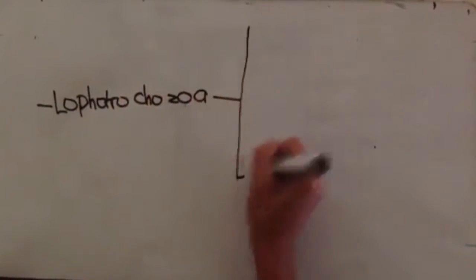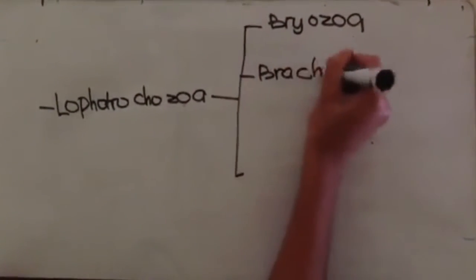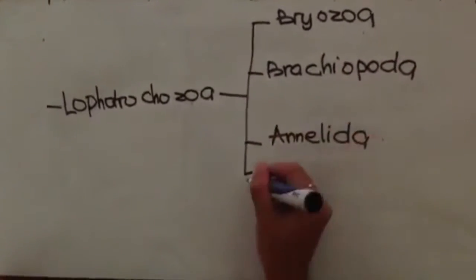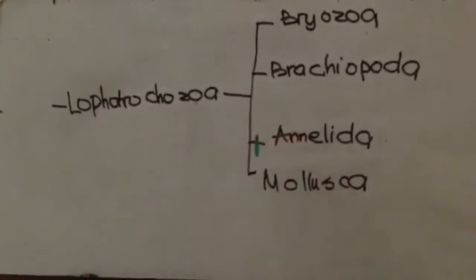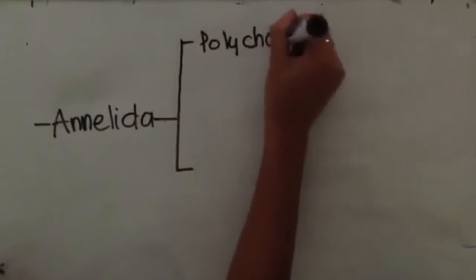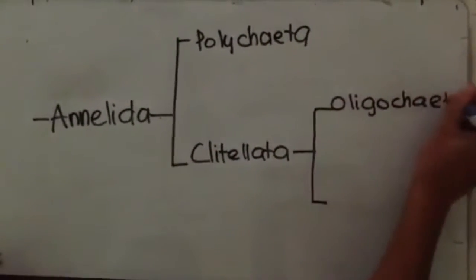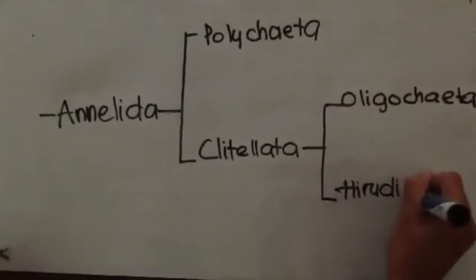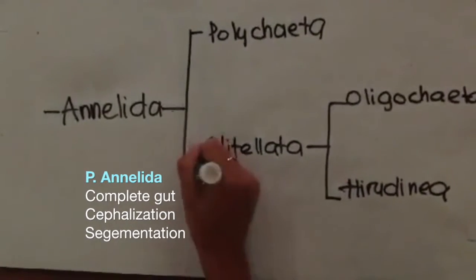Phylum Annelida contains segmented coelomates, which are true animals that contain a coelom completely surrounded by mesoderm. The synapomorphies that distinguish Phylum Annelida are the complete gut, cephalization, and segmentation. The accumulation of these synapomorphies leads us to the class Hirudinea, which are leeches.